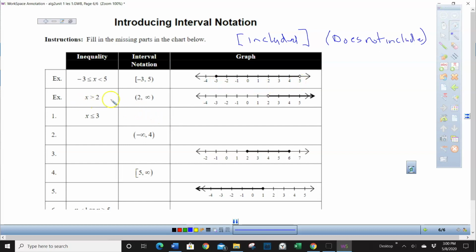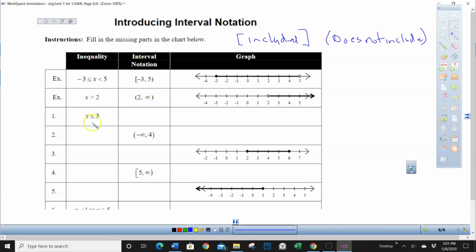All right, so let's look at x is greater than 2. So 2 is not included, so notice the parentheses. And we have the open circle, and it keeps going to the right forever because it says anything greater than 2. X is equal to anything greater than 2. So going to the right forever is infinity. And infinity is a concept. It's not actually a number, so we can't include it. So infinity always involves a parenthesis.